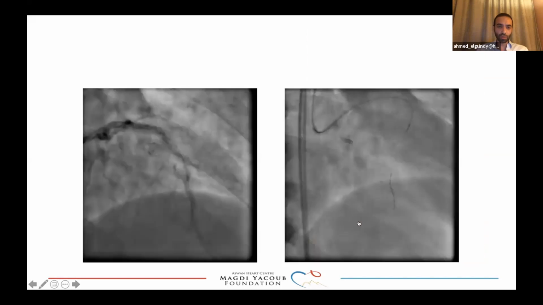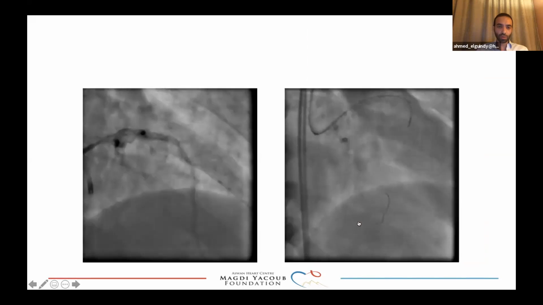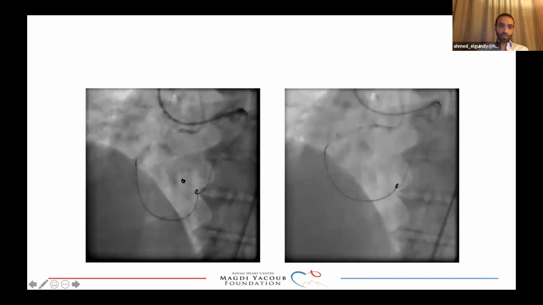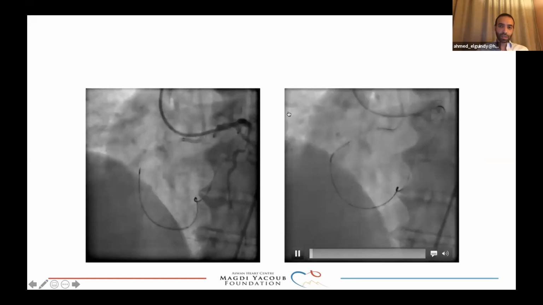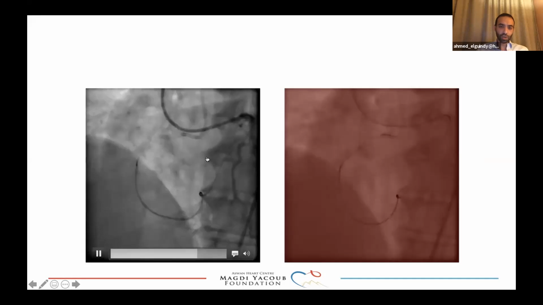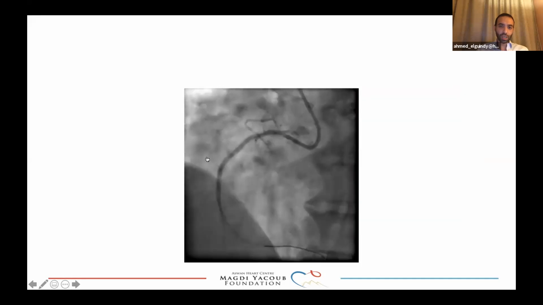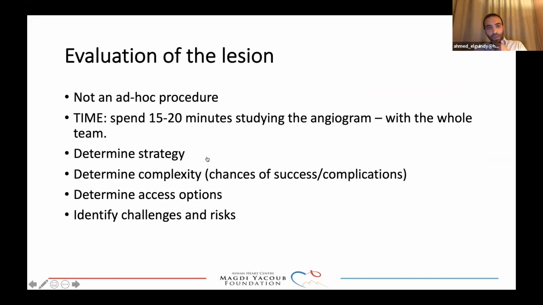Mid-LAD stented, going through the septals, as expected, wasn't an issue. We have the micro catheter now. It was easy going true to true, again, because there was no angulation really, and this is the final result. So the evaluation and the planning phase based on a proper angiogram with dual injection is fundamental.